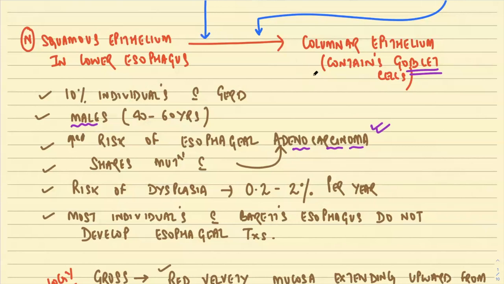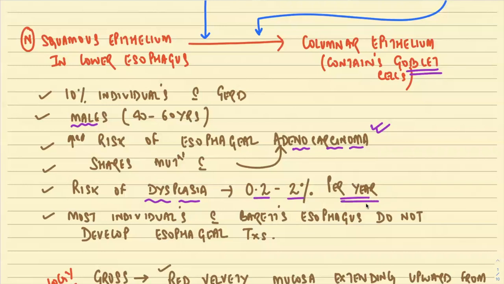We can say this because there are certain mutations which are present in the Barrett's esophagus, and the same mutation is also found in esophageal adenocarcinoma, thereby establishing a risk or link between esophageal carcinoma and Barrett's esophagus. The risk of development of dysplasia in the Barrett's esophagus is basically 0.2 to 2% per year.